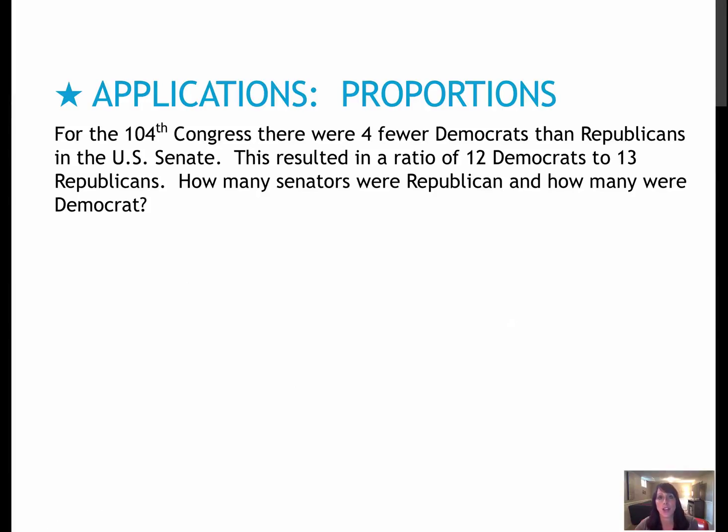Here's another question for you to try, so press pause. Try this question, and then press play to check your work.